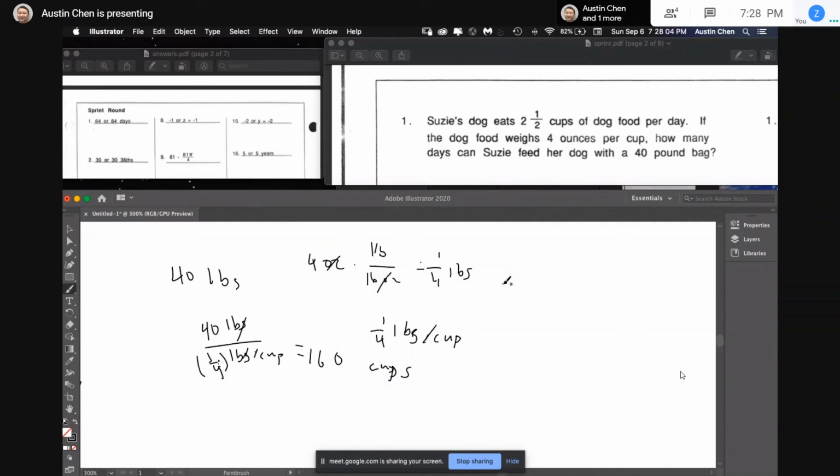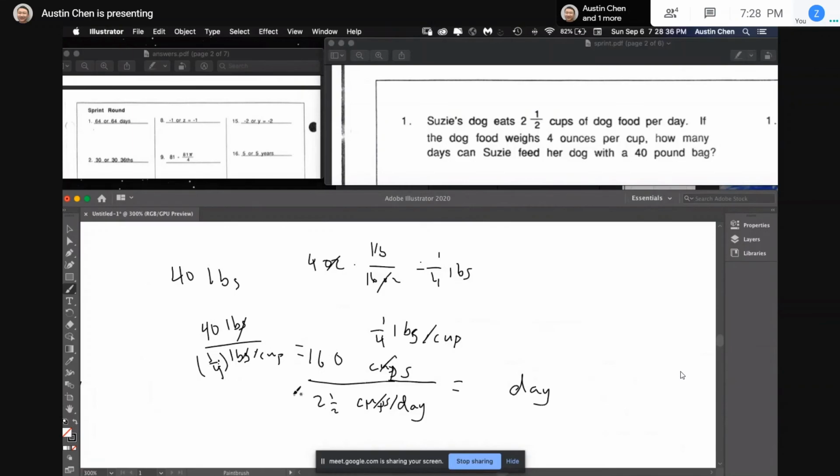And the dog eats 2.5 cups of dog food per day. We want to know how many days she can feed, right? So we just divide by 2.5 cups per day. If we divide cups by cups per day, the units work out. We get what we want, which is days. And that's 160 over 2.5.